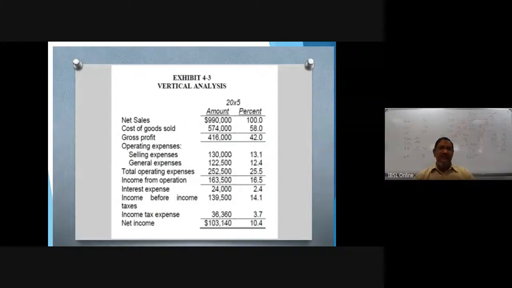It is easy at a given point. From any point you can work out how much the sales is, how much the cost of sales is, or what the net profit is. Any item you can work out. Now, for example, we say net income is 10.4%. Then what would be the sales? You apply this to the net income, you will find sales. This 10.4 is equal to 103.4, into 100, is sales.